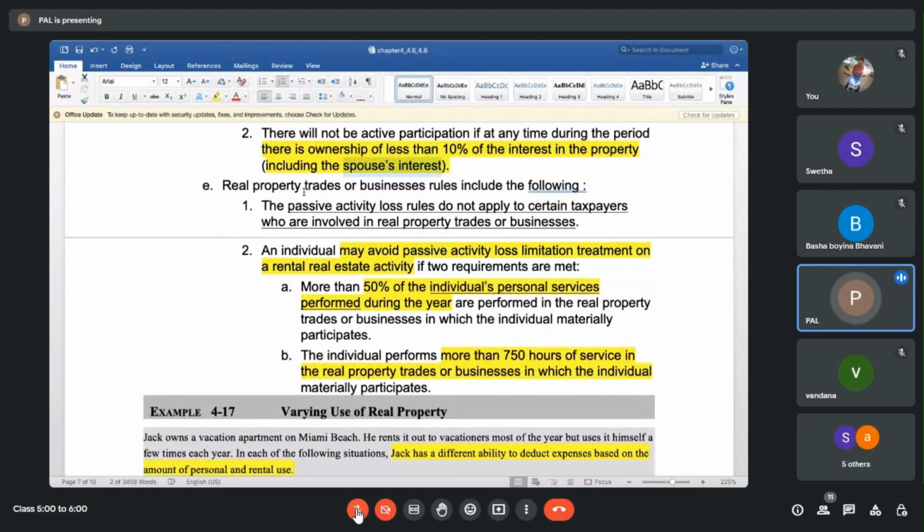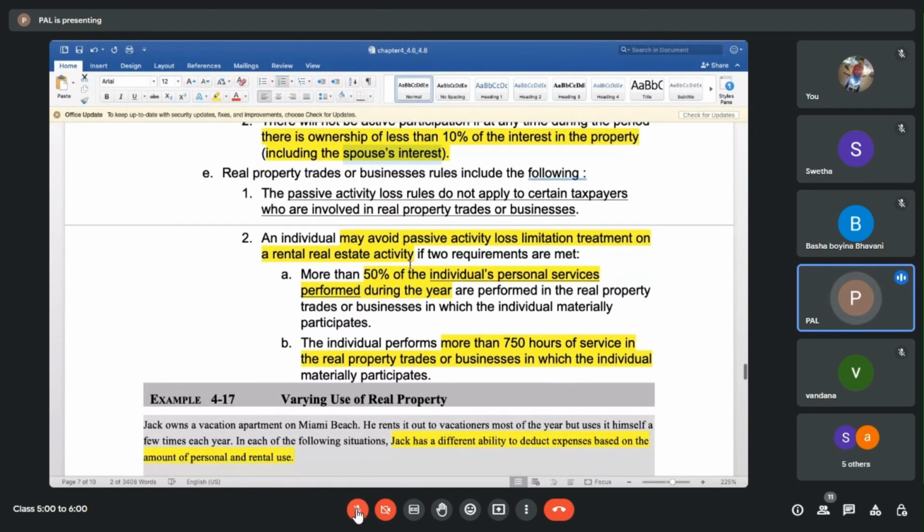If you're in a real estate trade or business, then those losses can be taken, but more than 50% of the individual's service time should go towards the real estate business. Usually we say real estate is passive in nature. But if we can prove that more than 50% of the time goes into managing this business, or that the individual puts in more than 750 hours a year, then we can say this is an active business.